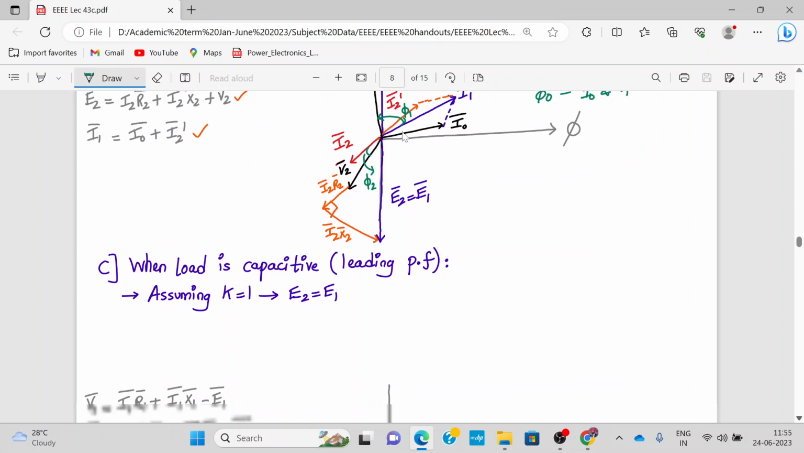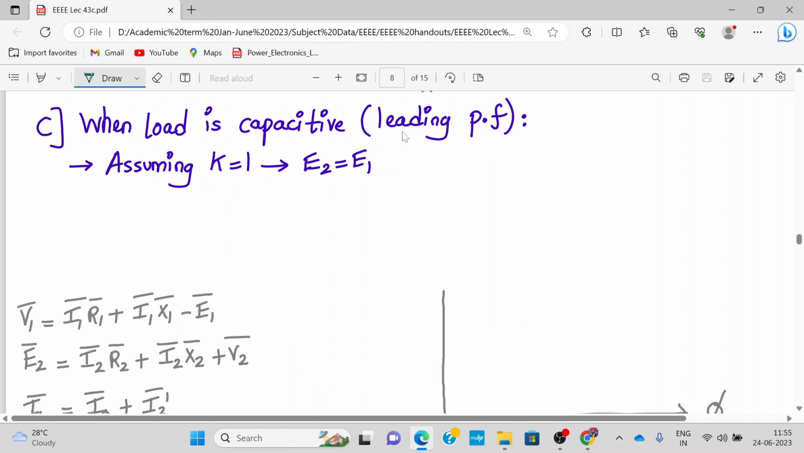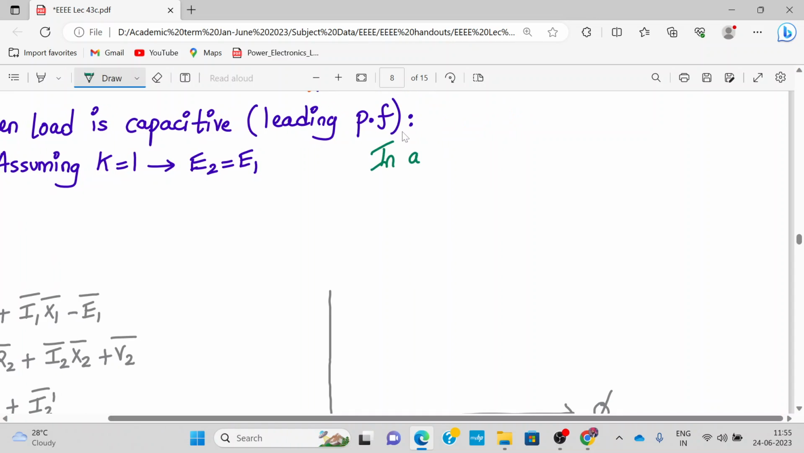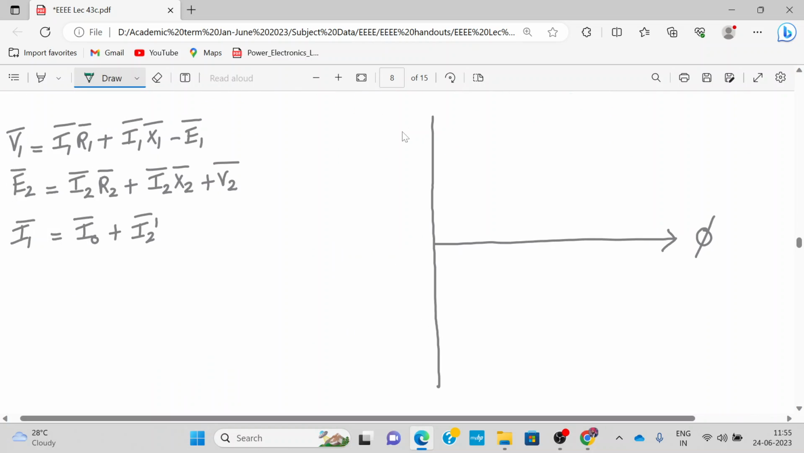So let's quickly move on to the load is capacitive phasor diagram, and it is the last one for this lecture. Let's draw it quickly now. Since the load is capacitive, in a capacitive load your current I2 leads V2 by a phase angle phi 2 less than 90 degrees. Let's start drawing the phasor diagram. First of all, we'll start with V2. Let's say V2 is over here.